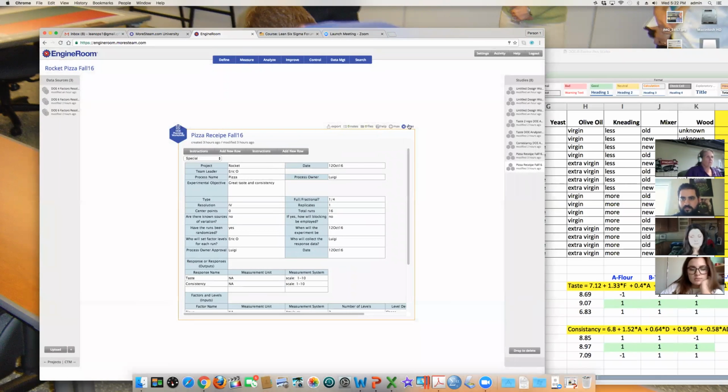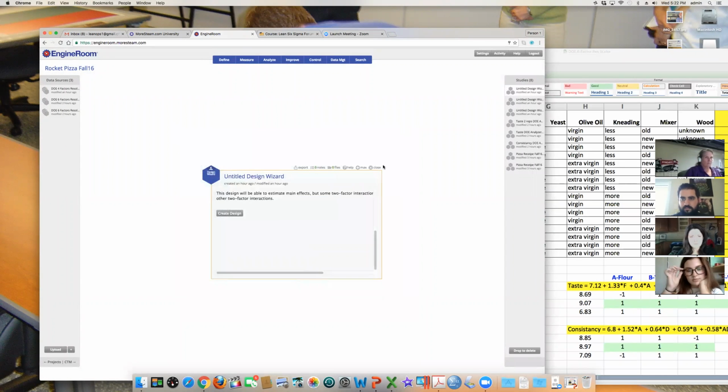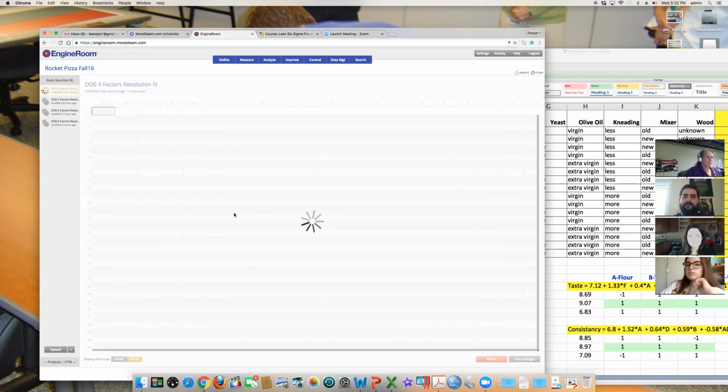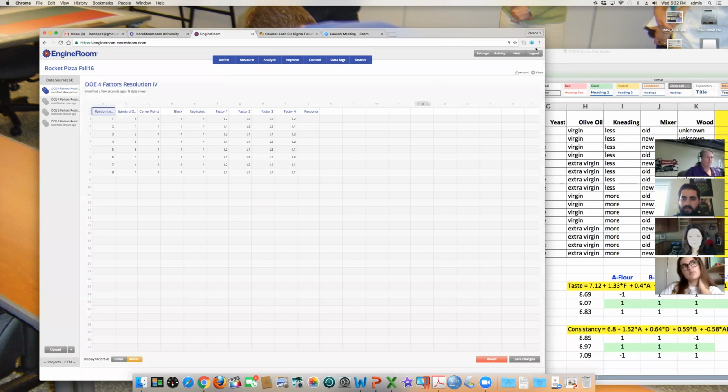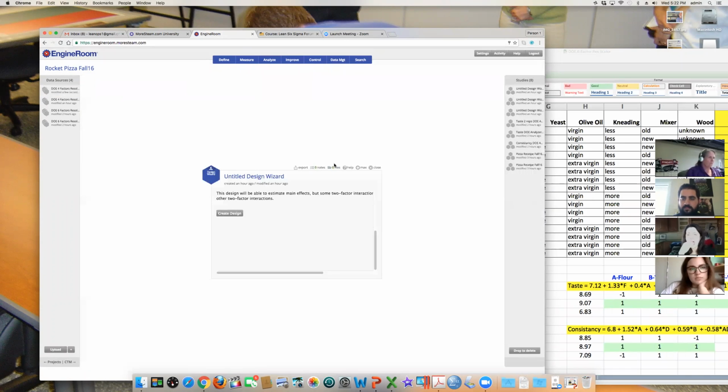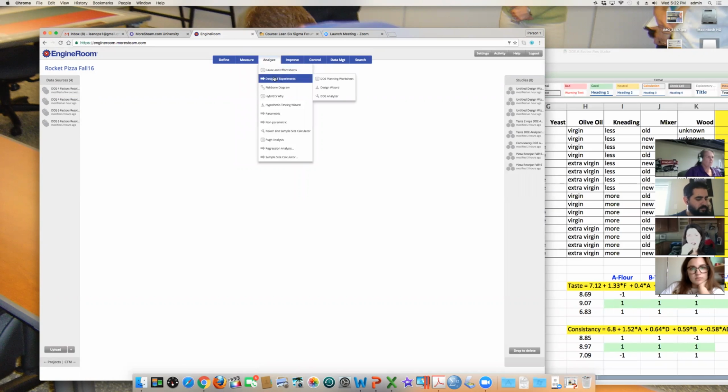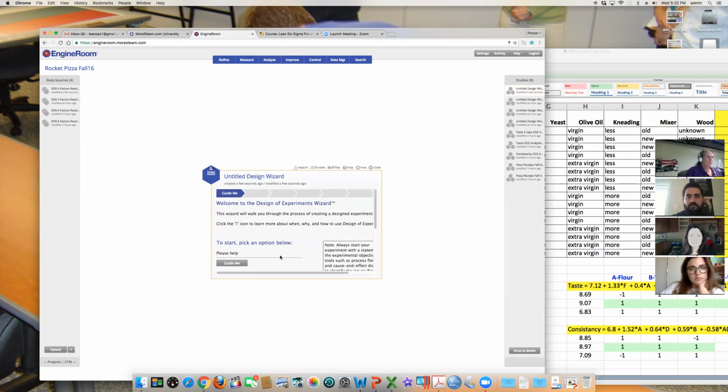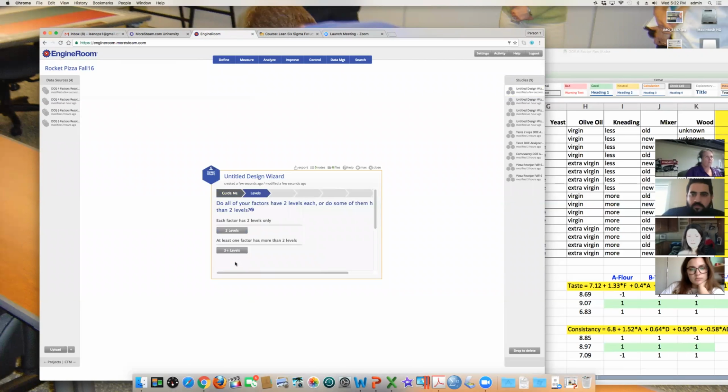So I did that, and then the next thing, coming through on Analyze, is the design wizard. That's real helpful in Engine Room. As far as the design wizard goes, let me save changes on that and close it. What I want to do is start a new design wizard, and I'm going to go through the guide me portion.